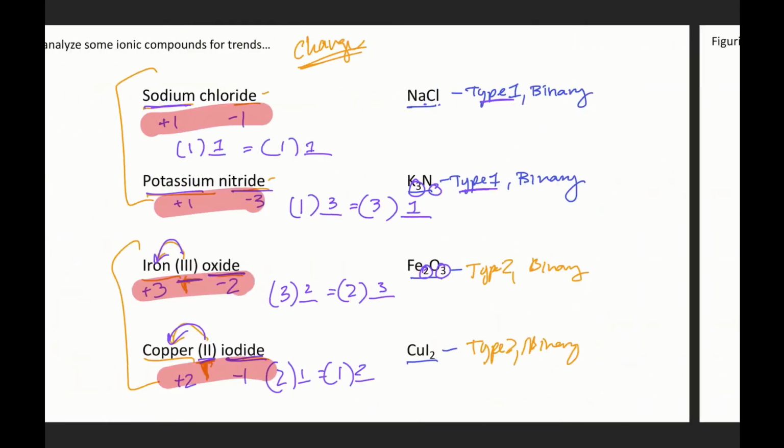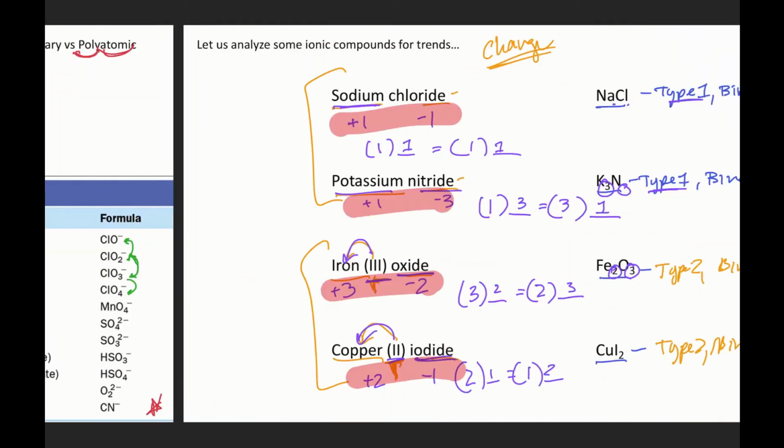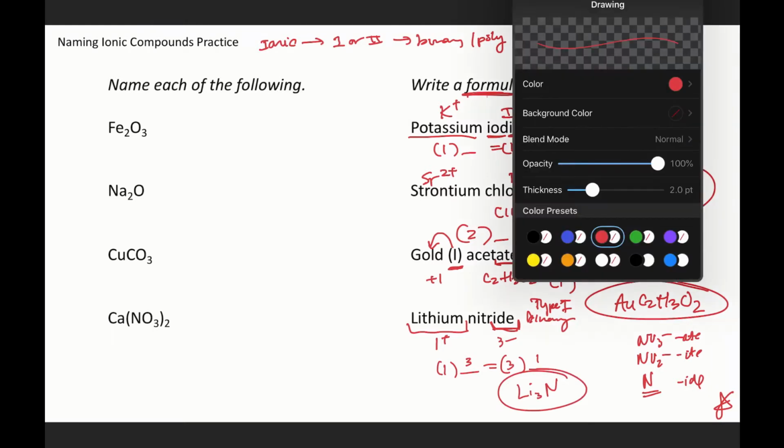So let's go find nitrogen on the periodic table and make sure we know its charge. Nitrogen is here, part of the -3s. So if I have 1 is equal to 3, then I clearly need 3 of these and only 1 of those. So Li3N would be the formula for lithium nitride. All right, let's go in the other direction.